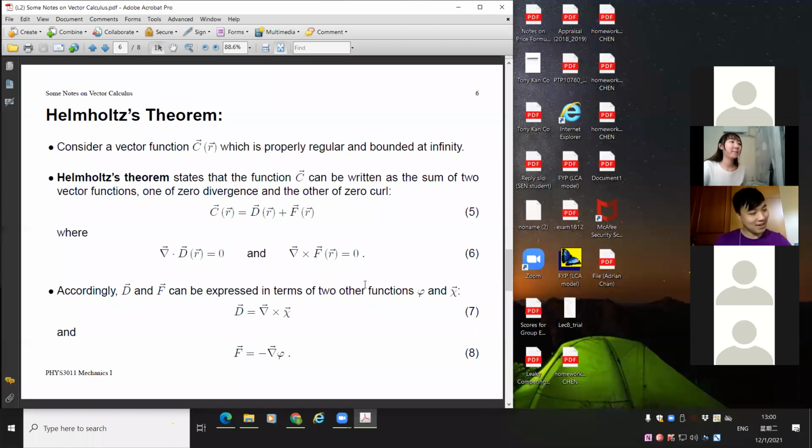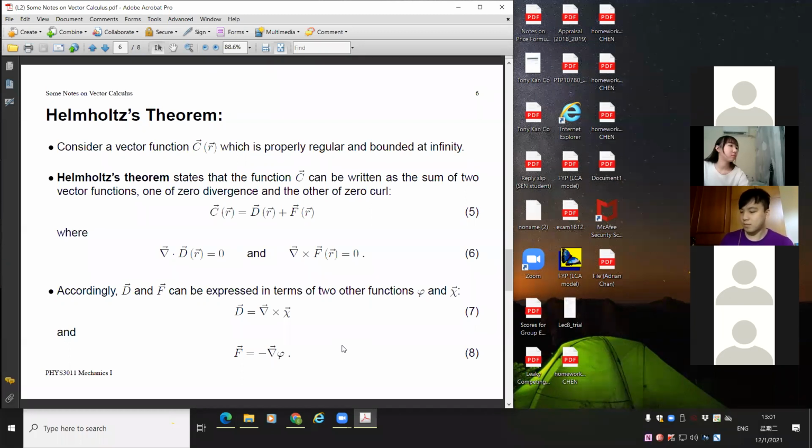Okay. This is a new theorem for all of you, I think. Helmholtz theorem. Now, consider a vector function which is properly regular and bounded at infinity. Properly regular, I use a layman term. The function is smooth, okay? Bounded at infinity, so no divergence, even at infinity. Usually that function will decay to 0.